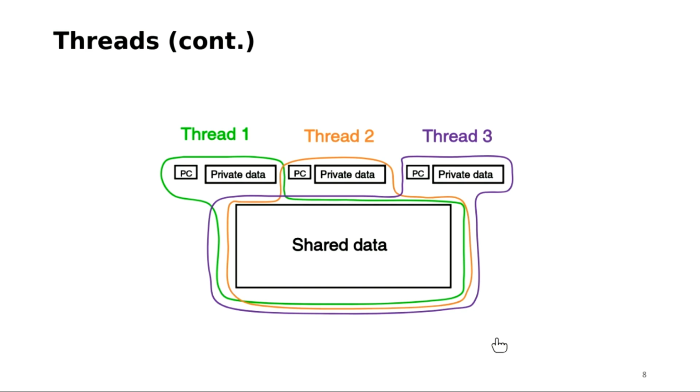Okay, just to illustrate this with a diagram, suppose I have 3 threads, a green thread, an orange thread, and a purple thread. Then each thread has its own program counter. It has its own private data, but all the threads have access to some shared data.